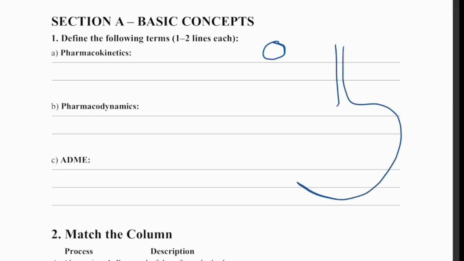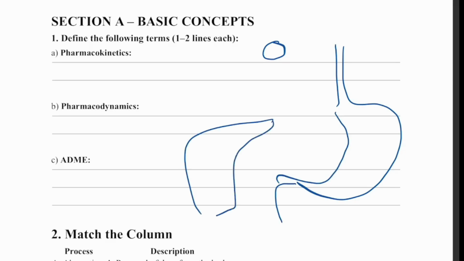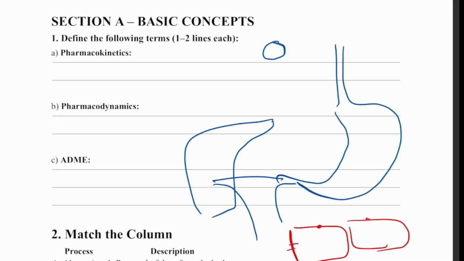The tablet gets absorbed. It reaches the liver, gets metabolized as the first pass metabolism, enters the circulation, goes to various tissues, and acts on the cells via receptors, ion channels, etc.